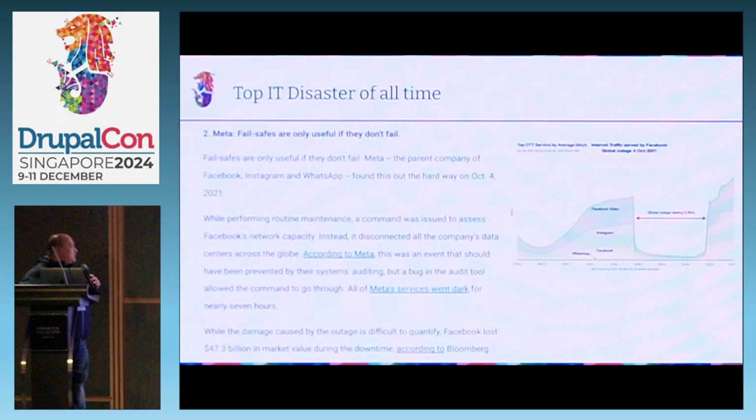Second is Facebook, when one of their network engineers was trying to test the network capacity. Instead of making sure that the network was working, it actually disconnected all the data centers in Facebook, and it cost Meta $47.3 billion of market value during that time in 2021. That's really huge.